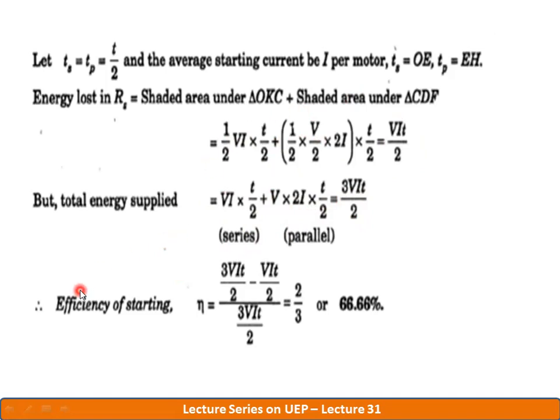The efficiency of the starting is output divided by input, that is 3VIT by 2 minus VIT by 2, divided by 3VIT by 2. VIT by 2 is the energy lost, where total energy supplied is input, and input minus losses is output. So this input is 3VIT by 2, where loss is VIT by 2. Finally we got 66.666%. The efficiency of the starting is 66.666%, which is 2 by 3.